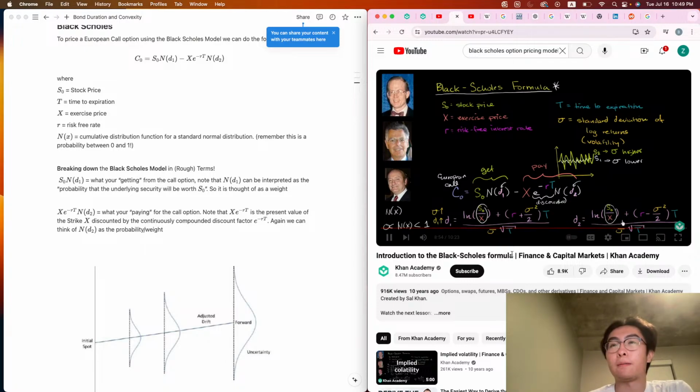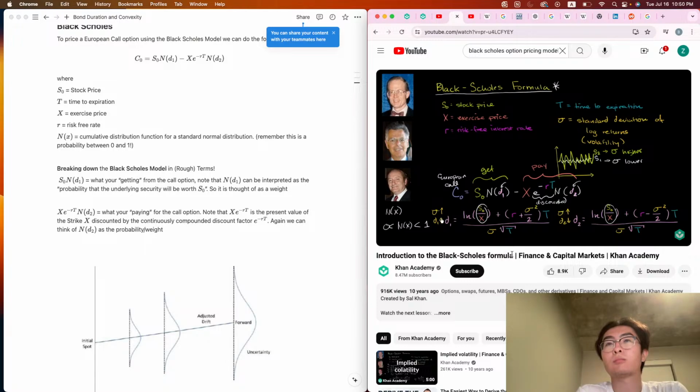Yeah, let's think about what's happening here. Well, here we have a sigma. It's still squared. It's in the numerator, but we're subtracting it. It's growing. This is going to grow faster than this, but we're subtracting it now. So for D2, a higher sigma is going to make D2 go down because we are subtracting it. So can we actually say that a higher sigma is going to make the value of our call option higher?